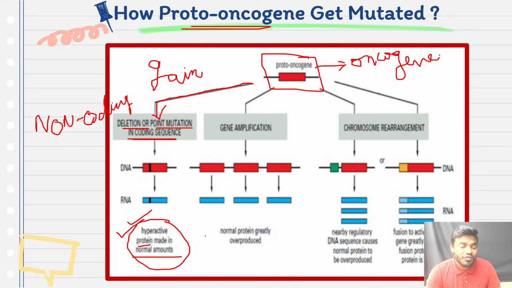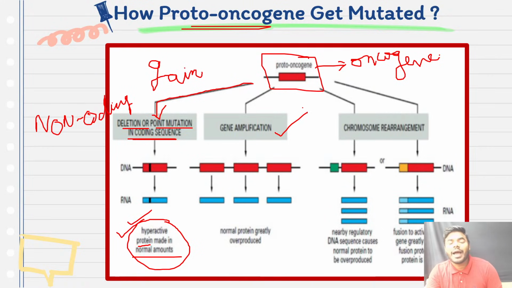What do you mean by the word hyperactive protein? Friends, listen to me. Hyperactive protein means even though there is no function of that particular protein, it starts showing its function. That is what exactly we can call the hyperactive protein, which basically leads to the tumor condition.